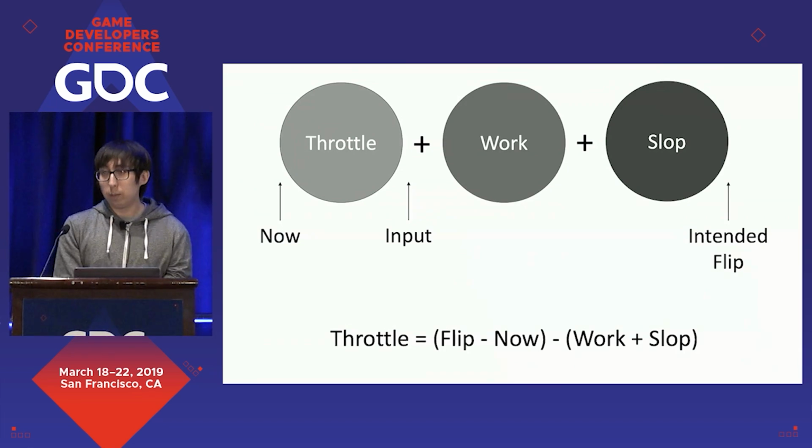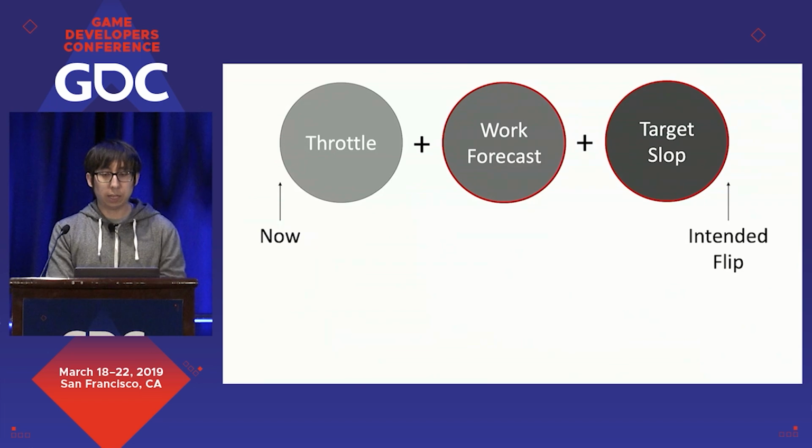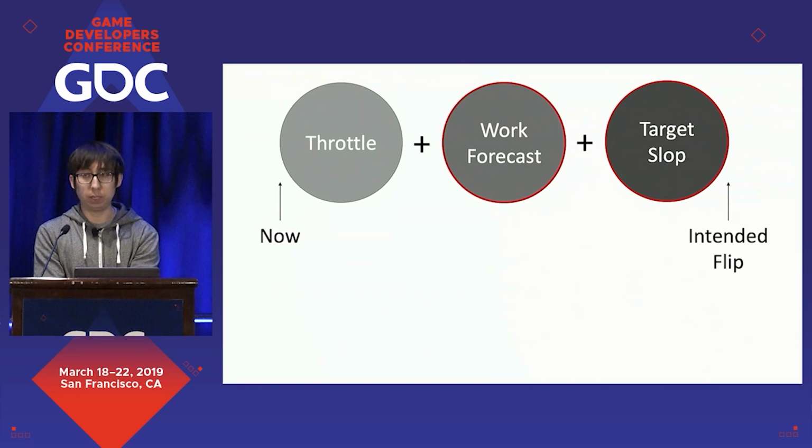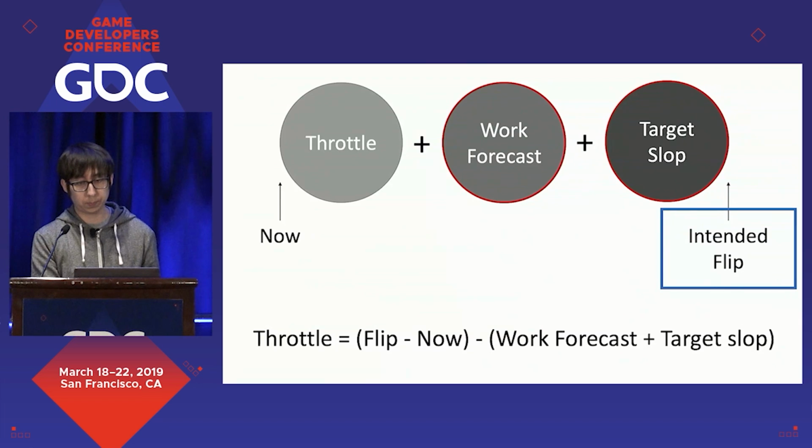But remember that we're near the beginning of the frame. Before the frame runs, we have no idea how much work and slop there's going to be. So instead, we have to estimate how much work there's going to be this frame, relying on previous frame data. And we have to decide beforehand on a target slop value that we want to achieve for this frame. So the problem then becomes, given a target amount of slop, how long should we throttle? Let's start by looking at how to find the time of the intended flip.